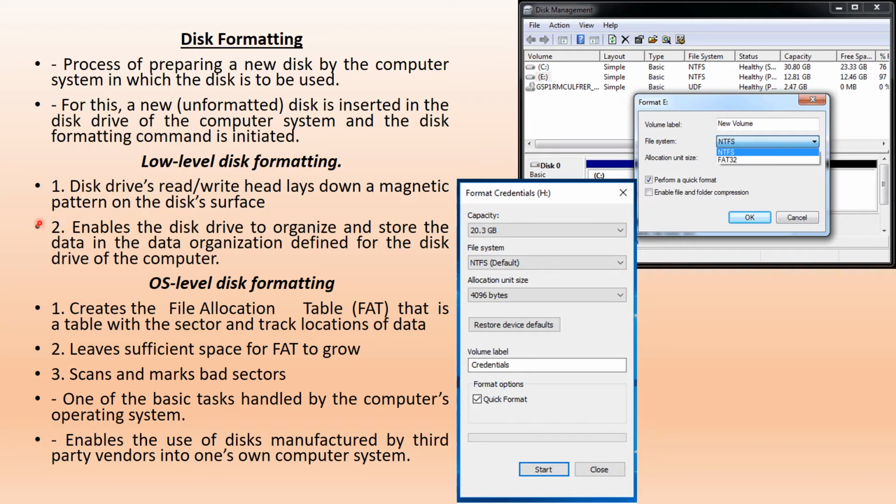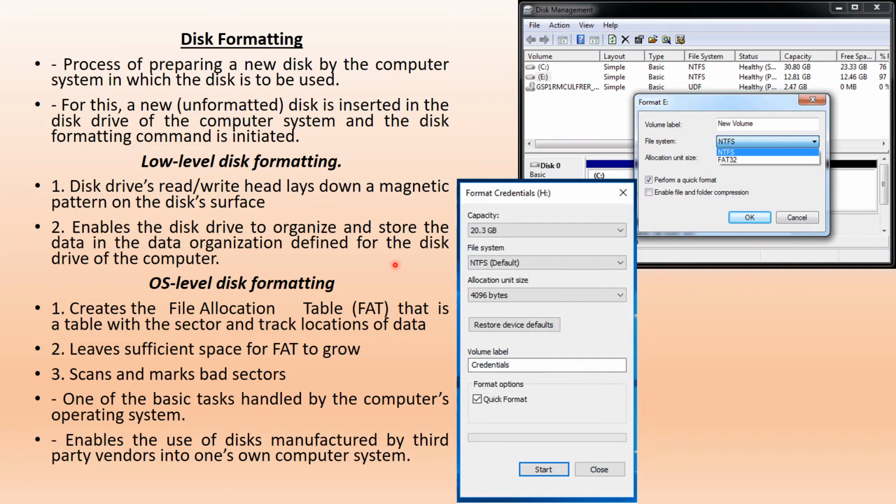And then we have the OS level disk formatting, and OS, guys, stands for operating system. So what is this one? The OS, or operating system level disk formatting, number one, creates the file allocation table, FAT. So this is what FAT stands for, file allocation table. Over here you see we have FAT32 and FAT. That is a table with the sector and track location of data. So that is what it means.